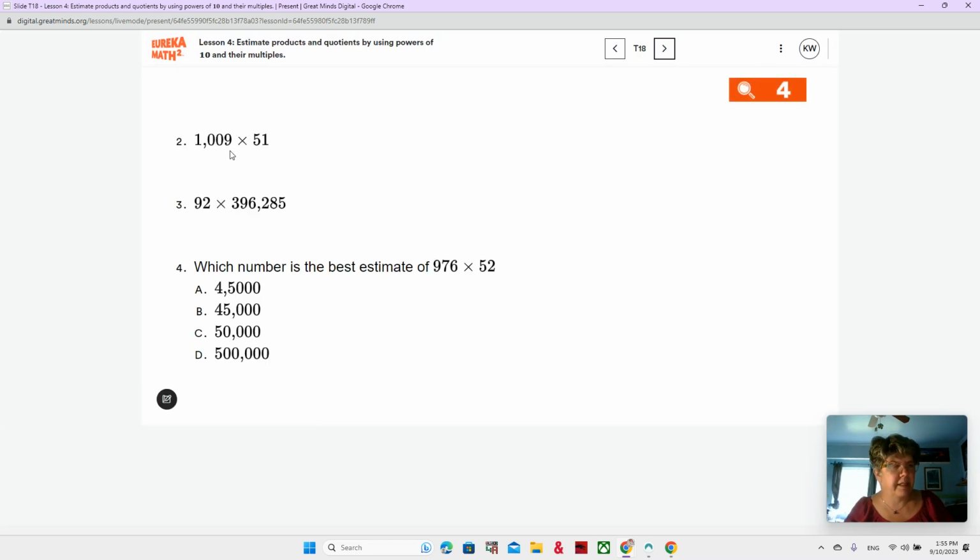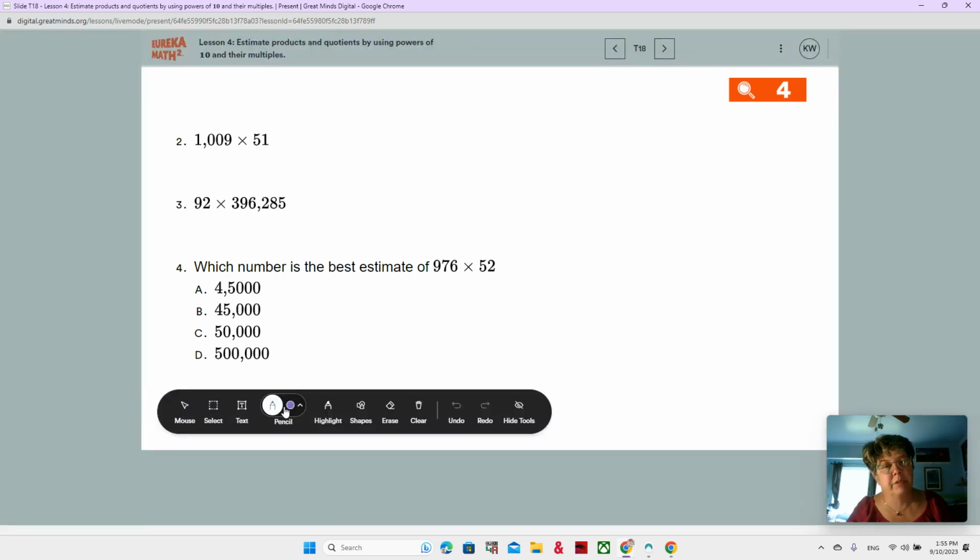Number 2, 1,009 times 51. So make sure you're writing these down, right? If you didn't write that last one down, you better go back and write it down. 1,009 is very close to 1,000, right? Because we have the zeros here, and our 0 tells our 1 to stay the same. And 51 is very close to 50. All right. And then I'm thinking 10 times 10 times 10 times 10.